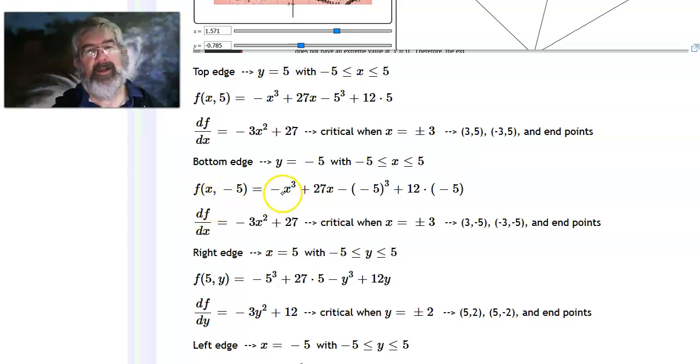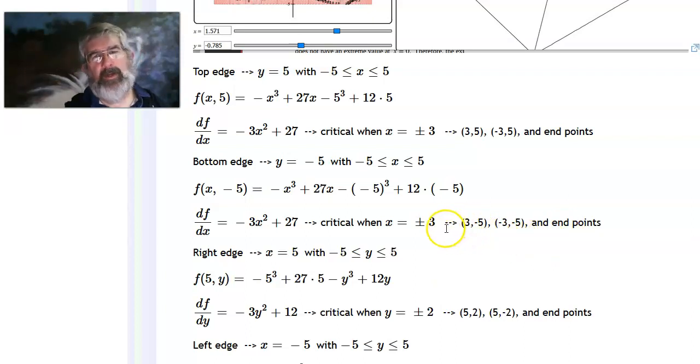Maximize and minimize this. Take the derivative with respect to x, and I didn't even multiply this all out. It doesn't matter, just like up there. It's a constant. Take the derivative at 0. So I get the derivative is -3x squared plus 27. Set that equal to 0 to find out when it's critical, and you get x is plus or minus 3 again. Same problem as up above, right? So this gives me 2 more interesting points, 3, -5, and -3, -5. And of course the endpoints. I'm going to deal with all those endpoints in the end.